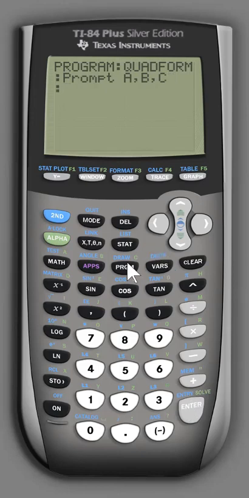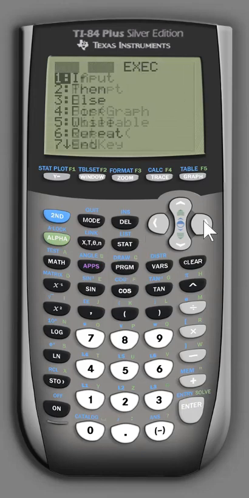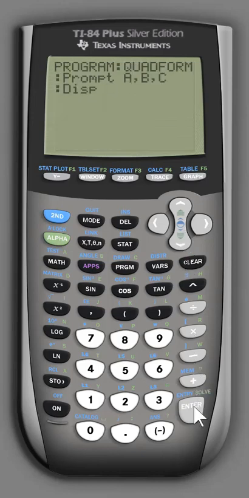I want to give an output, so I need to now press Program, Input, Output, and what I want to do is display. So I'll select option number 3 or come down to Display. And if you'll recall from the quadratic formula, it's negative b plus or minus the square root of b squared minus 4ac, over 2a. The plus or minus means there are two different options or two different solutions. I'm going to display one option at a time.